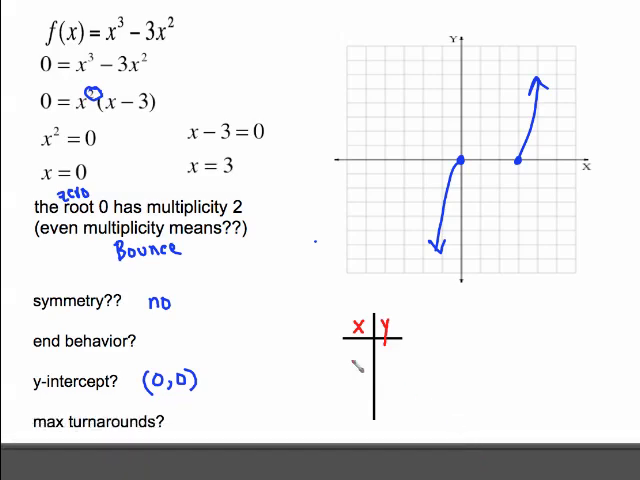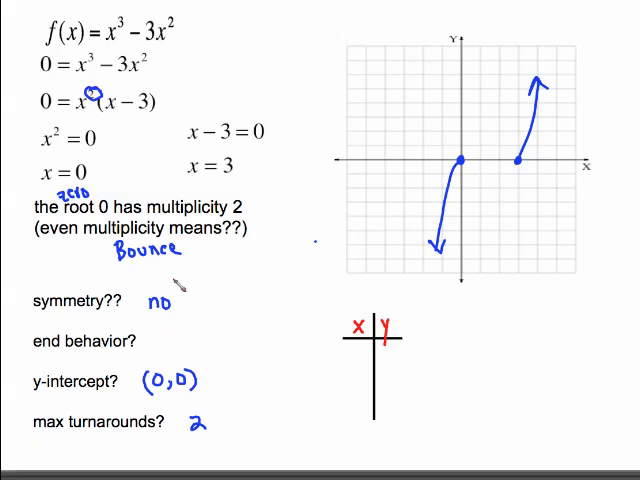Maximum turnarounds, because this is x cubed, the maximum number of turnarounds is 2. Doesn't mean it has to turn around 2, that's just the max. Based on the end behavior, put together with the bounce idea, I know that this is going to come up this way. It has to bounce at 0. So the only way it's going to bounce, since it's coming up here, is it's got to come back down.